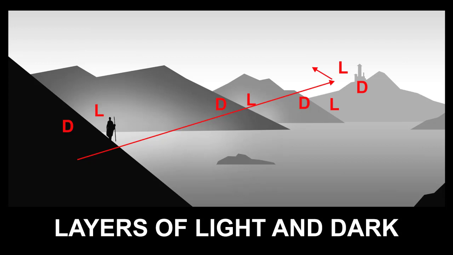Anyways, hopefully this shows you a few ways that you can use layers of light and dark to make your composition, first of all, more dynamic, second of all, to lead the eye around the composition, and then also to make the composition easier to read by making sure that objects that are overlapping each other stand out from each other so you can see where one ends and one begins.